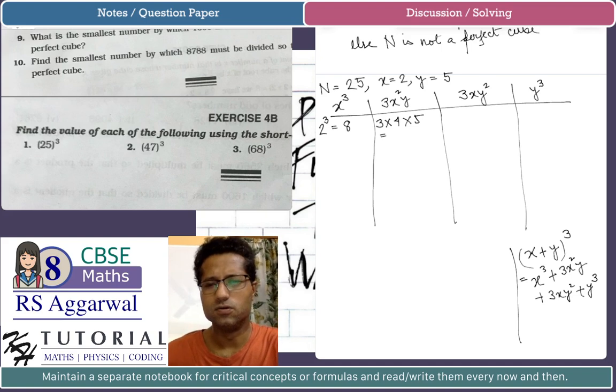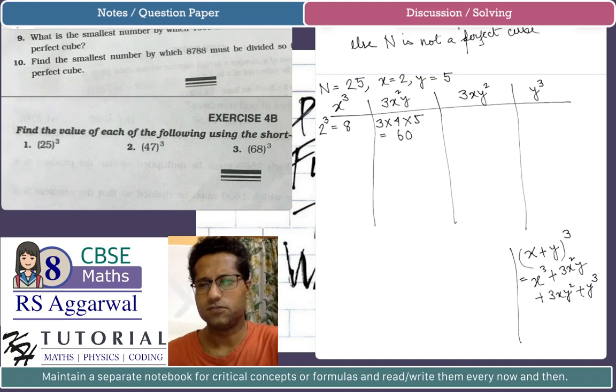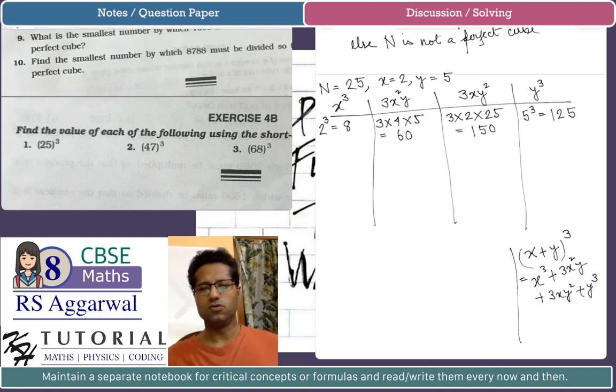So this is equal to 12 into 5, 60. Okay. Now what is 3xy square? 3, what is x2 and what is y square? Y is 5, so y square is 25. So this will be equal to 150. And y cube, y is 5, 5 cube is equal to 125. Okay, so you have found all the values of x cube, 3x square y, 3xy square and y cube.